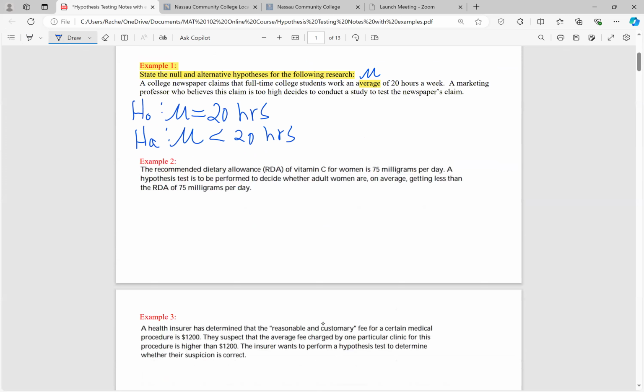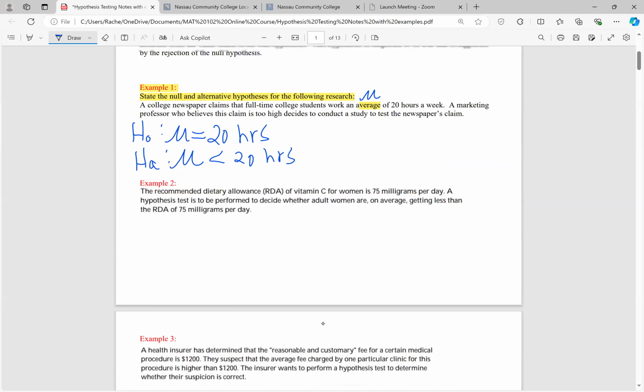And we're going to test both the mean and the proportion once we get into hypothesis tests, the actual tests. So example 2 says the recommended dietary allowance, or RDA, of vitamin C for women is 75 milligrams per day. A hypothesis test is to be performed to decide whether adult women are on average getting less than the RDA of 75 milligrams per day.